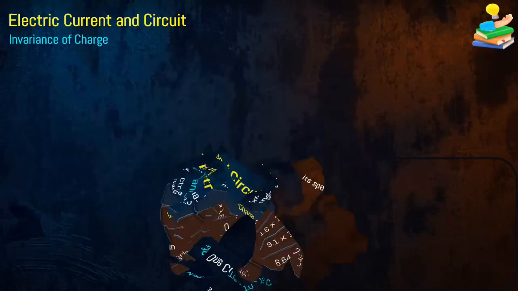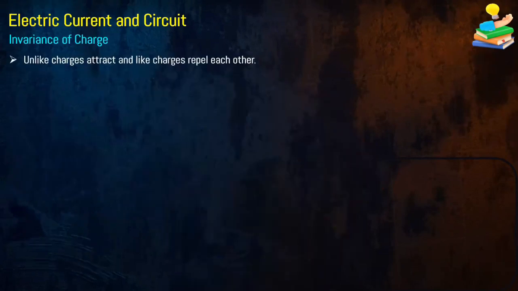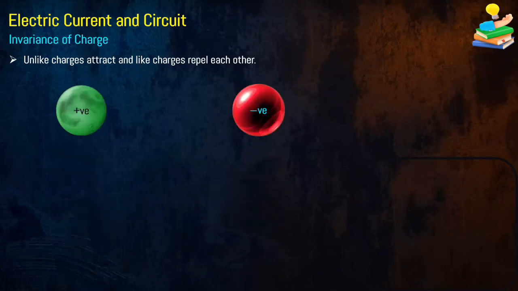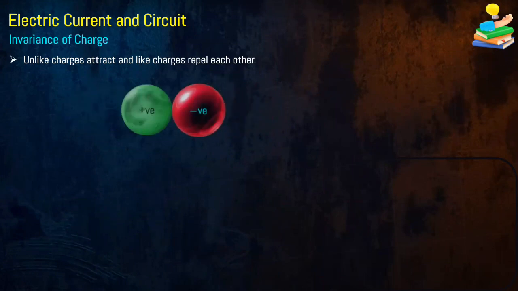Now, see one more property of electric charge. Unlike charges will attract, like charges will repel. We already know this point. It is a very popular property of electric charge. Unlike charges will attract each other, like charges will repel each other. First, take two unlike charges. Unlike means a positive charge and a negative charge. These two unlike charges will attract each other.